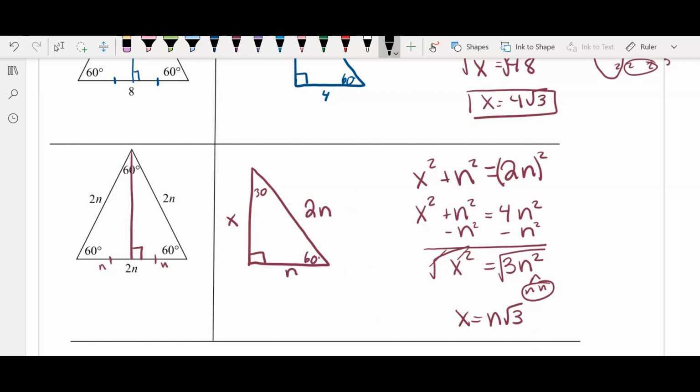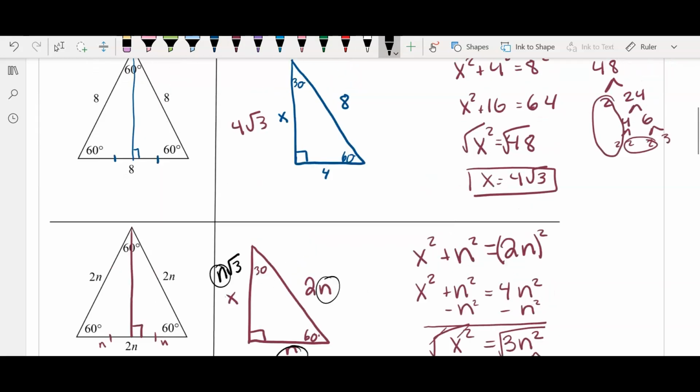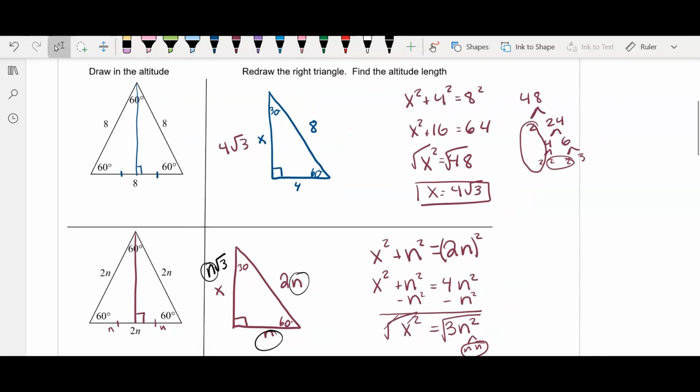Now I want you guys to notice here, n square root 3. All of these have an n. All of these have an n. Okay? And the only thing that's different is now comparing it to here. If we did n across from the 60 degrees, you're going to multiply that by the square root of 3. If we look at the hypotenuse, what happens here? N times 2. Well, that means we did 4 times 2 to get ourselves the 8.